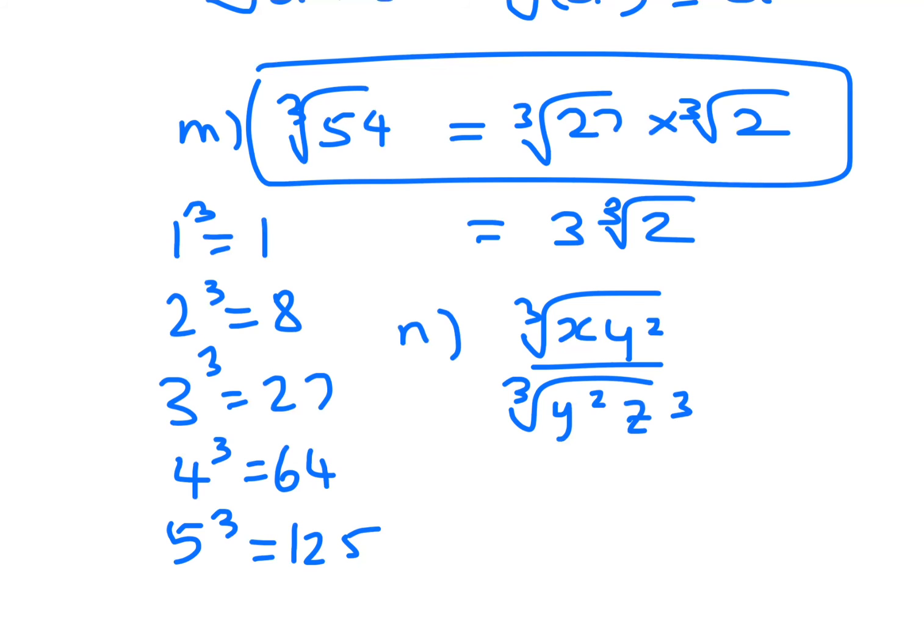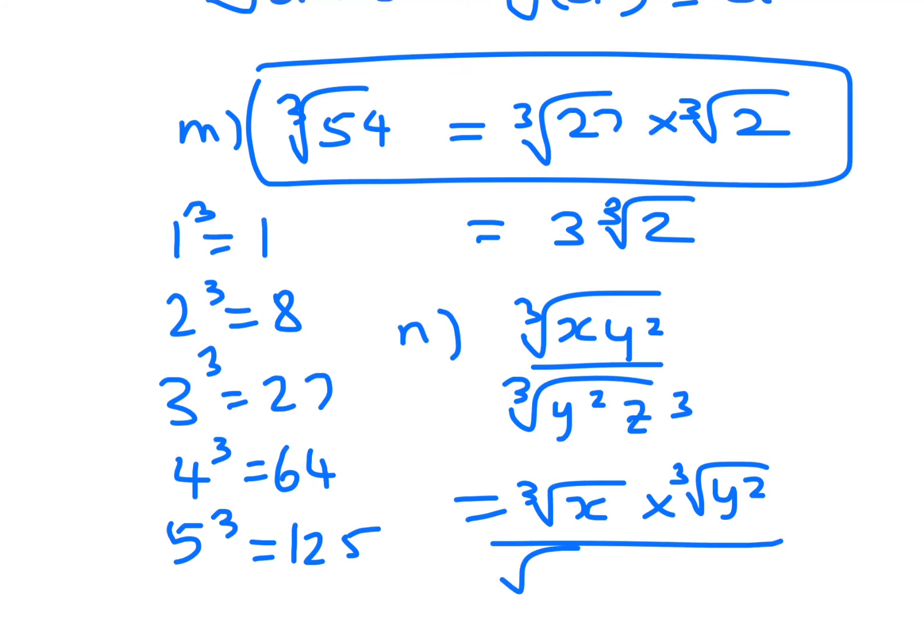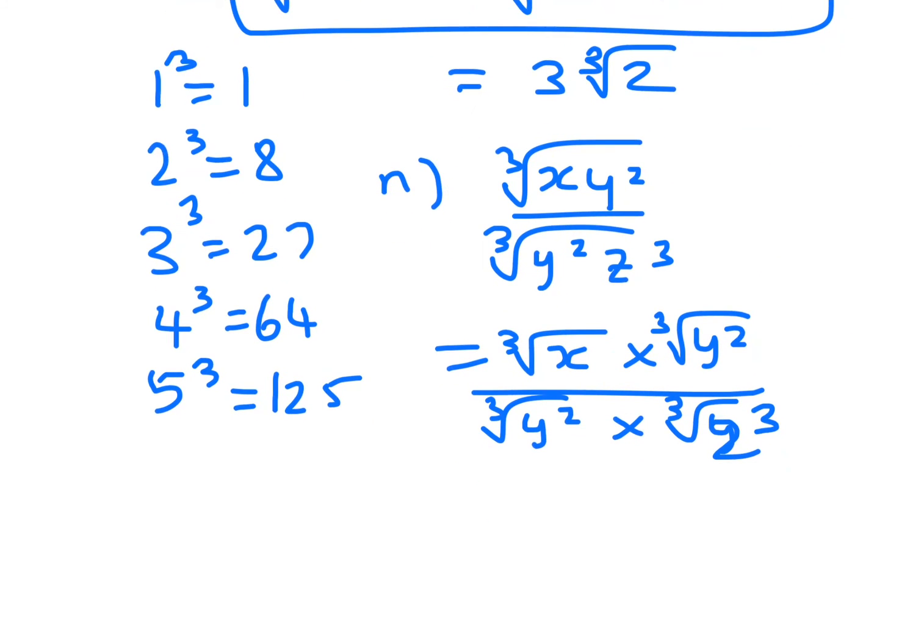But you can see any of these apply to cube roots as they would to a square root. So that's y squared z cubed. Okay, so let's break that up. The cube root of x times the cube root of y squared over the cube root of y squared times the cube root of z cubed. They're the same, so they cancel. So you've got the cube root of x over the cube root of z cubed.